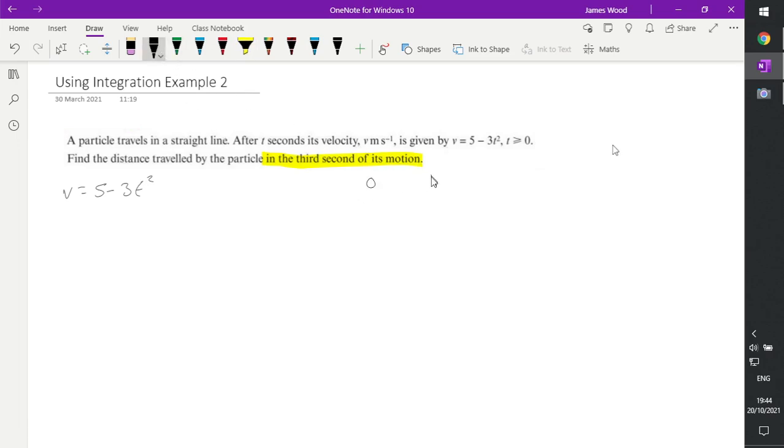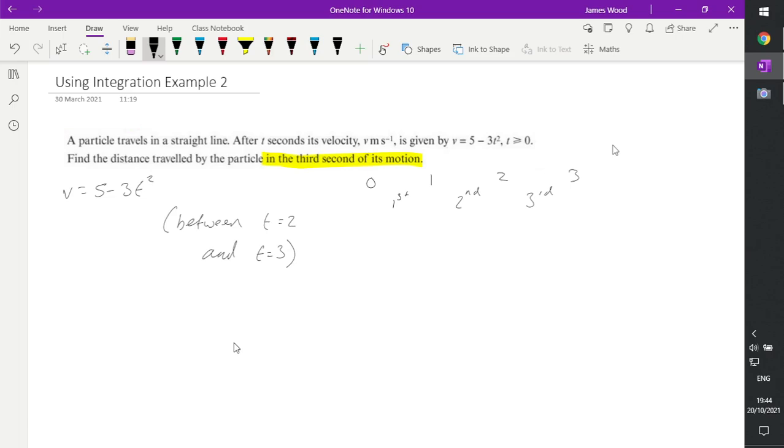So 0 to 1 is the 1st second of motion. 1 to 2 seconds is the 2nd second of motion. 2 to 3 is the third second of motion. So we are finding how far has it gone between t equals 2 and t equals 3. Okay. That's what we want to work out in the third second.